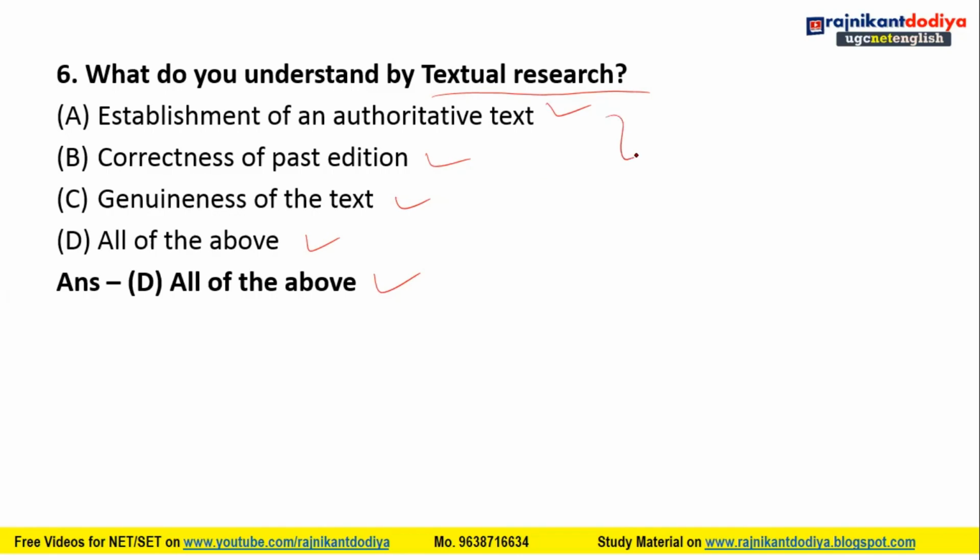So all the three different things are important in textual research. That's why textual research means all these things: establishment of an authoritative text, correctness of past edition, and genuineness of the text. So option number D is correct here.